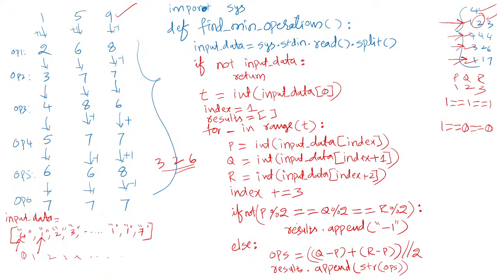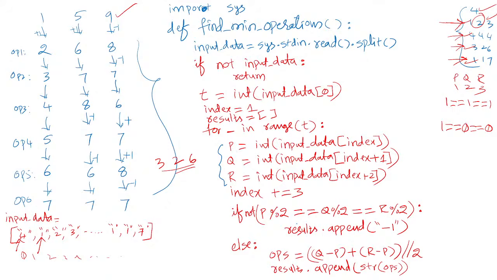Got it? So this is for that first test case. Inside the loop, we read the first test case, the PQR values here. Just see here, we read the PQR values for the first test case. Then you are checking here.